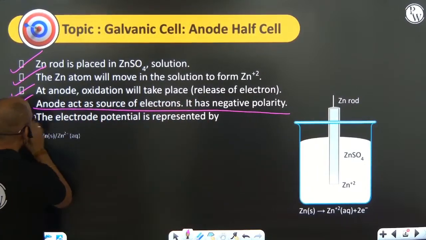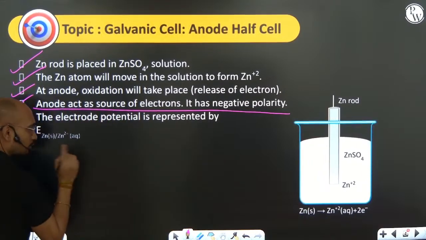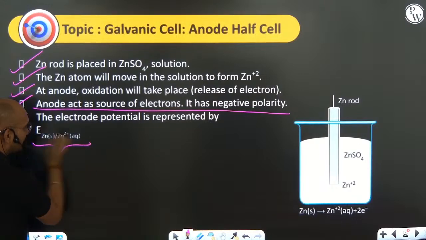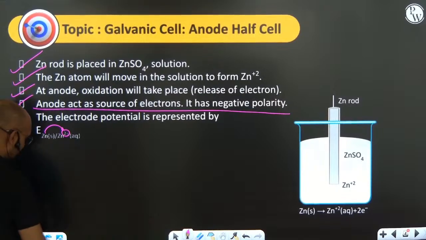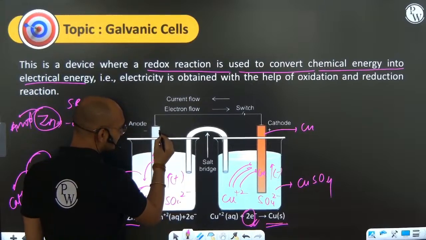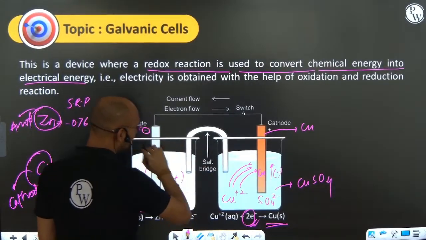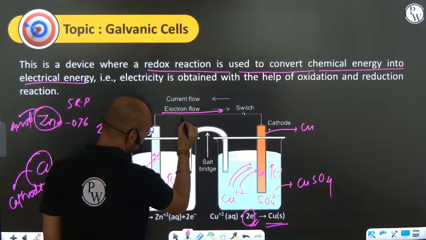Please keep in mind. Next, the electrode potential is represented here by E of zinc to zinc ion. Can you see? Zinc to zinc ion, because it is getting oxidized. So this is E of zinc to zinc ion. One more very important thing, because this is the negative pole and that is the positive pole, electrons will flow from negative to positive. So the electron flow direction is this.